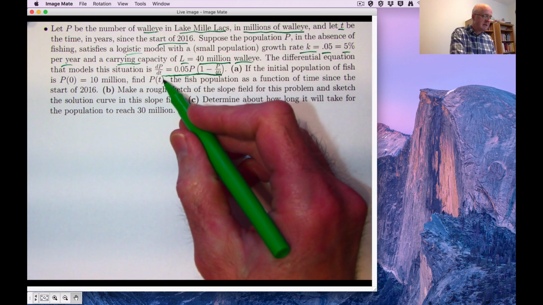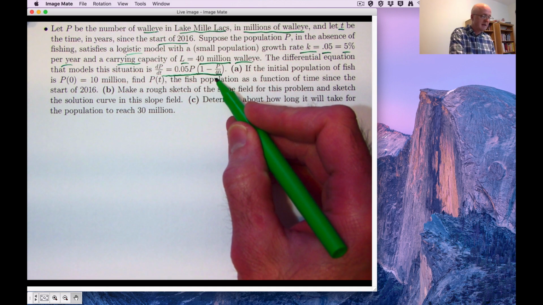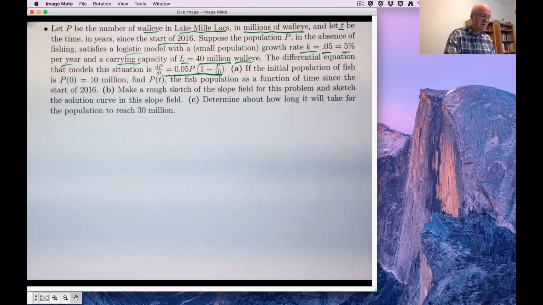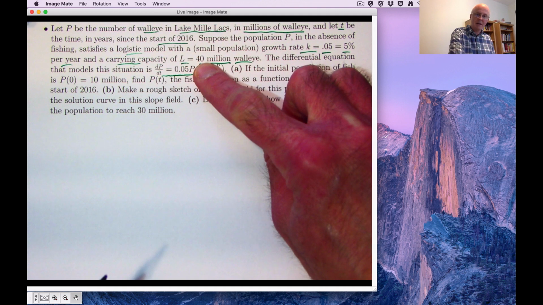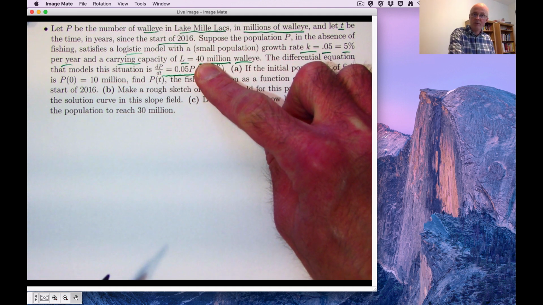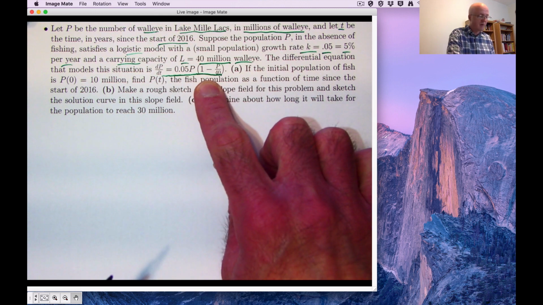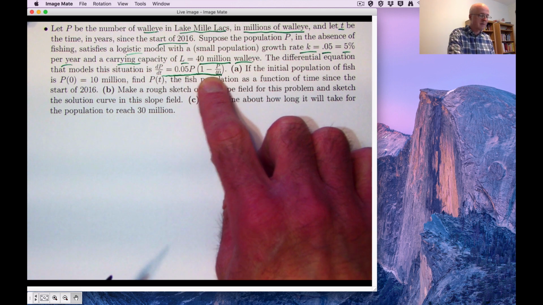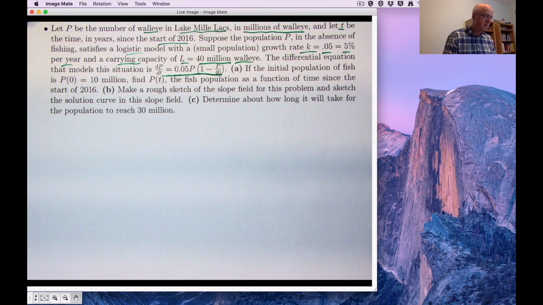This is the model, dP/dt equals 0.05 P times, in parentheses, 1 minus P over 40. This is something where when P is close to 0, this term right here is very close to 1, so you can kind of ignore it, and you get dP/dt is 0.05 P, which is an exponential growth. But on the other hand, when P gets close to 40, then this thing gets close to 0. The entire dP/dt expression gets real close to 0.